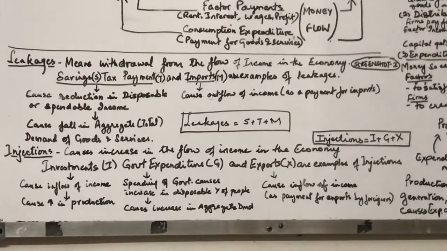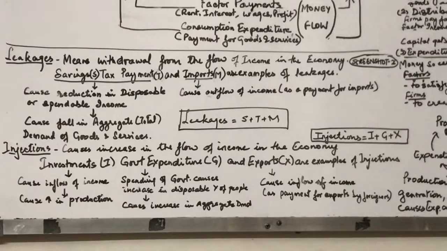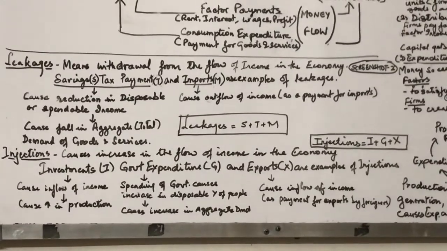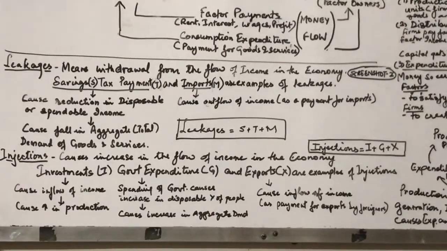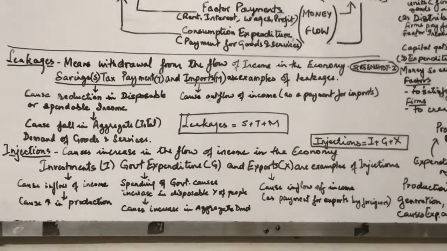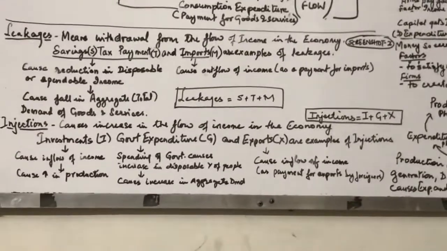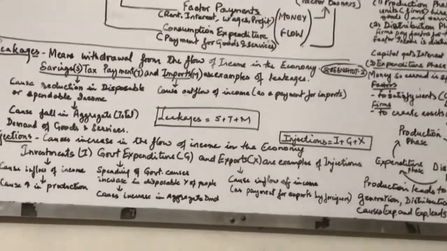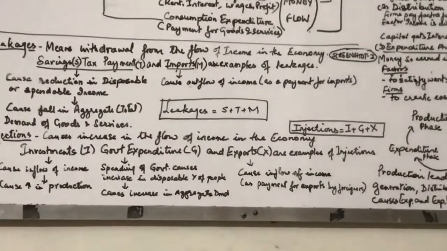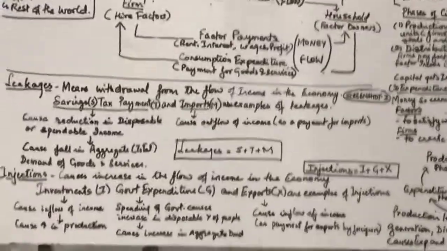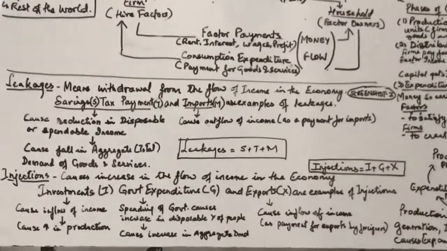So the more government spends, the more income is injected in the economy. Okay. Now government expenditure, it causes increase in the disposable income of the people and because of which aggregate demand increases. What is aggregate demand? It is the total demand of the economy.